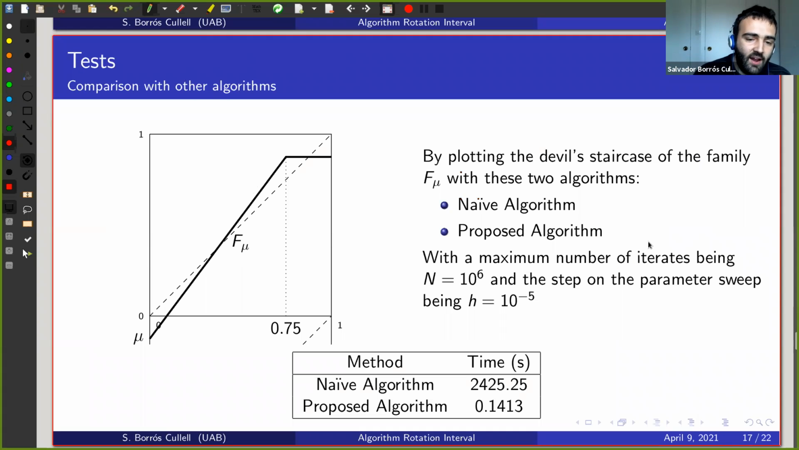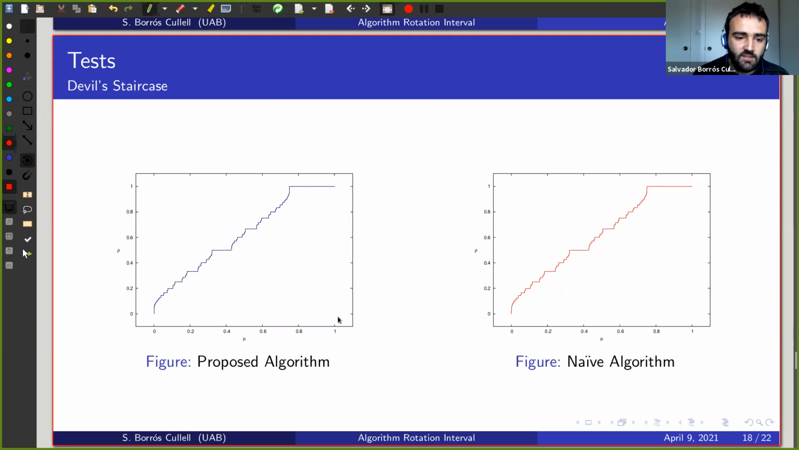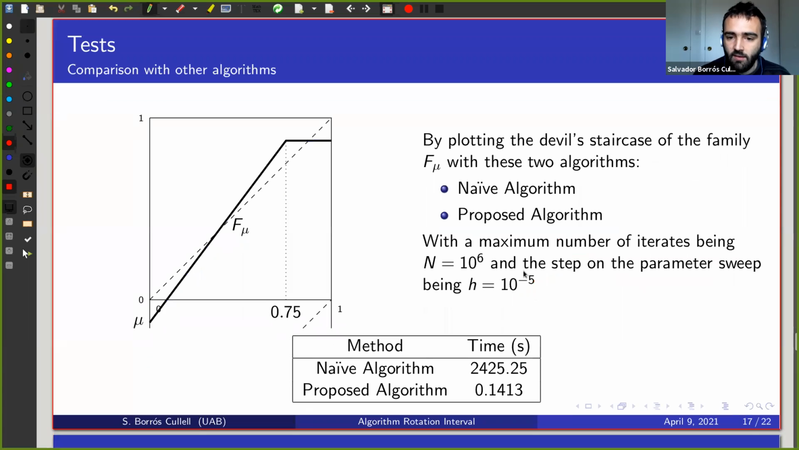So what is an algorithm if you don't test it? We have taken this one-parametric family of maps and computed the devil's staircase. Recall that the devil's staircase is what you get by plotting the rotation number as a function of the parameter of this one-parametric family. We have chosen n to be 10 to the 6, and the step has been 10 to the minus 5, so 10 to the 5 points.